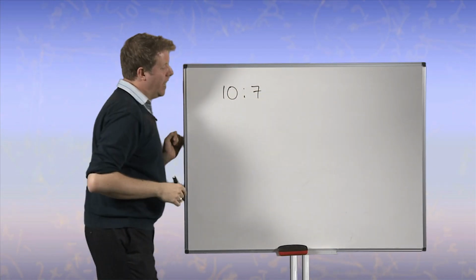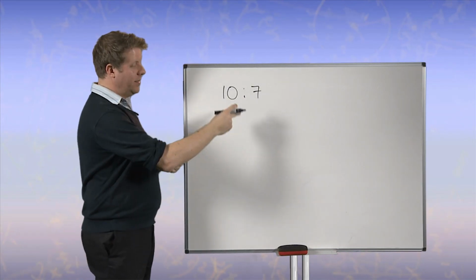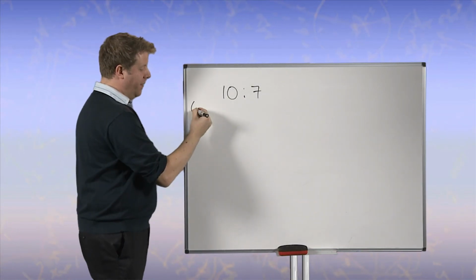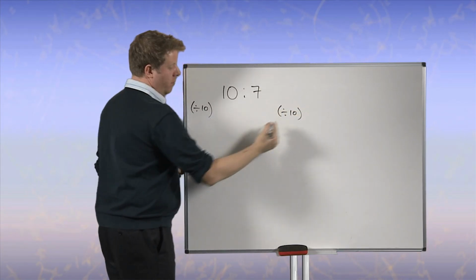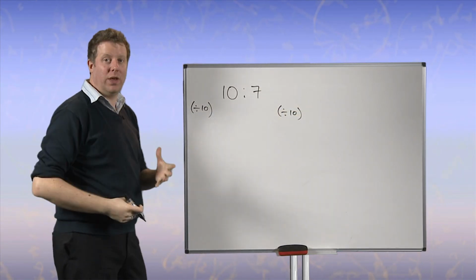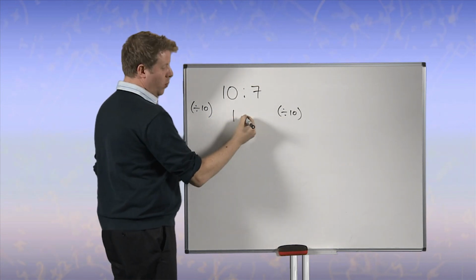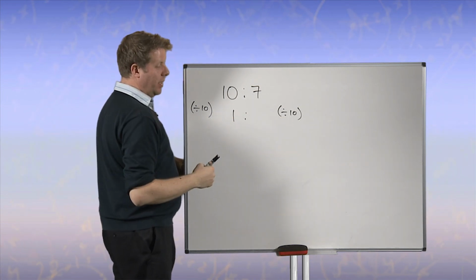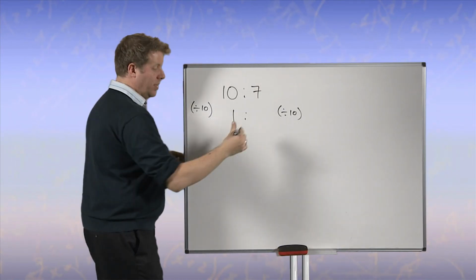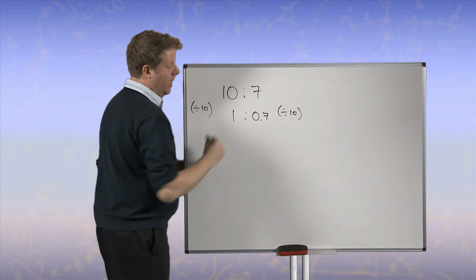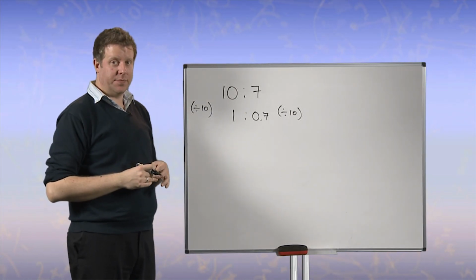The ratio 10 to 7. Now, if I want this to be written in the ratio 1 to n, I need to divide both sides by 10, as dividing this by 10 will give me the 1 that I require. So dividing this by 10 gives me 1. 7 divided by 10, we can write it as a fraction or a decimal. I'm going to write it as a decimal. You should all be able to work out that 7 divided by 10 is 0.7.